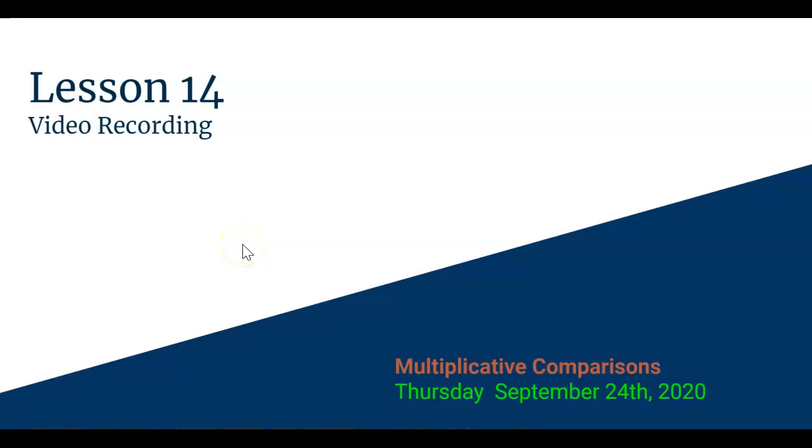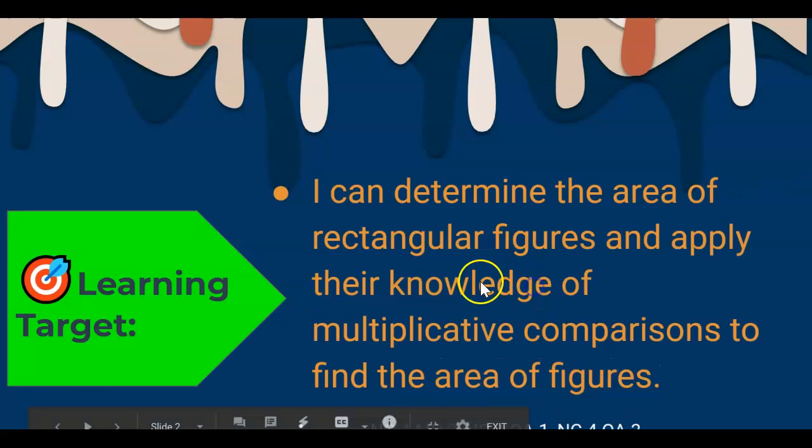So welcome to lesson number 14. Today is Thursday, September 24th, and we're continuing with our lessons on multiplicative comparisons. Our learning target: I can determine the area of rectangular figures and apply my knowledge of multiplicative comparisons to find the area of figures.